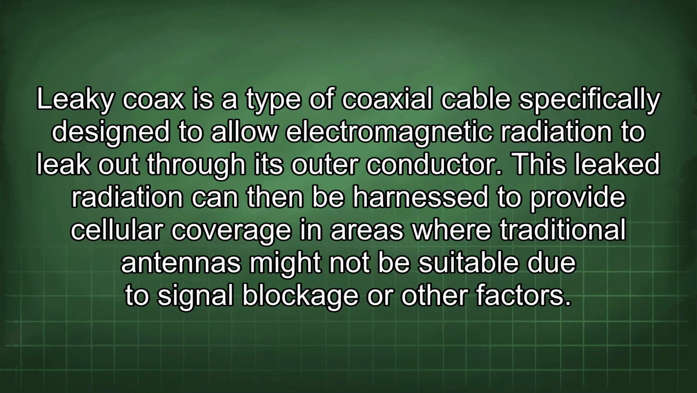Leaky coax is a type of coaxial cable specifically designed to allow electromagnetic radiation to leak out through its outer conductor. This leaked radiation can then be harnessed to provide cellular coverage in areas where traditional antennas might not be suitable due to signal blockage or other factors.